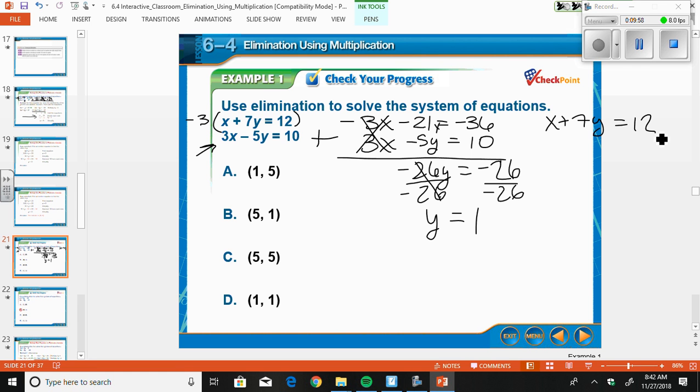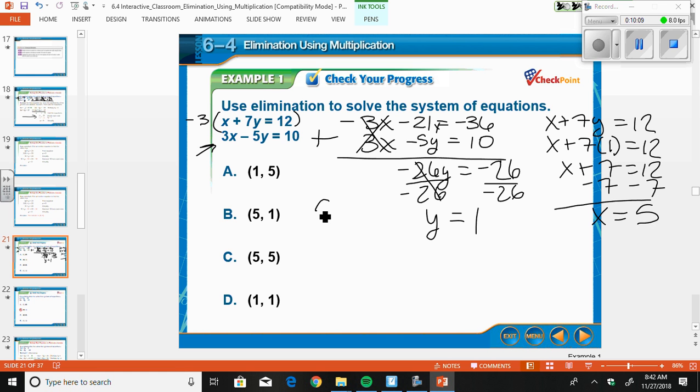I get x plus 11 times 1 equals 12. So x equals 1. So I get 1, 1. Yay.